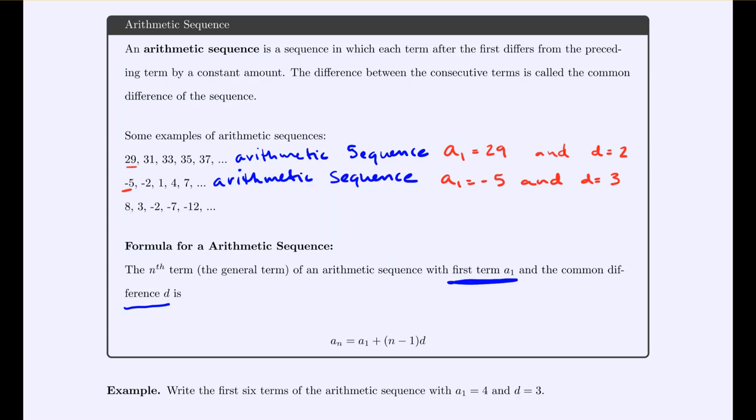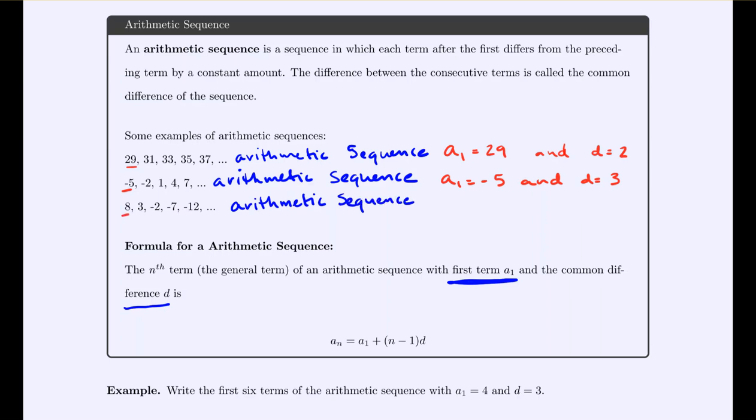Now for our next term, we notice to go from 8 to 3 is actually subtracting 5. To go from 3 to -2 is subtracting 5 again. To go from -2 to -7 is subtracting 5 again. From -7 to -12 is subtracting 5 again. So in this case, we have an arithmetic sequence where now our common difference is a negative value because the values of the sequence keep decreasing.